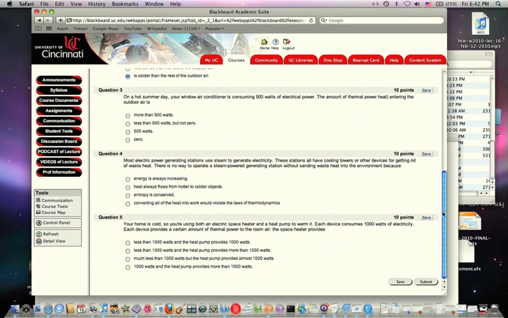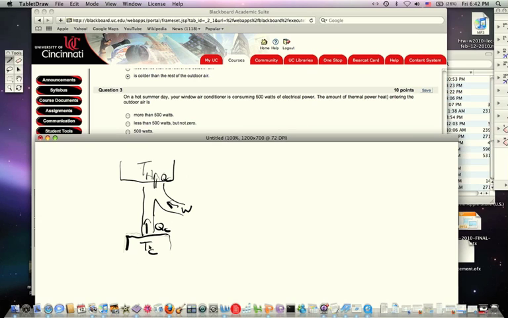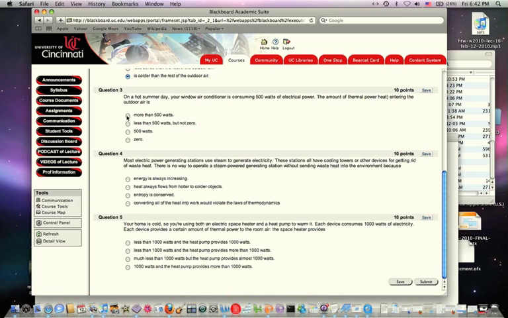Three: on a hot summer day, your window air conditioner is consuming 500 watts of electrical power. The amount of thermal power entering the outdoor air is: more than 500 watts, less than 500 watts but not zero, 500 watts, or zero. Basically, you're taking heat out of your room and shoving it into the outdoors. What goes outdoors, in addition to the heat coming out of your room, is also the work, the electricity that you're buying. So clearly, it's more than 500 watts.